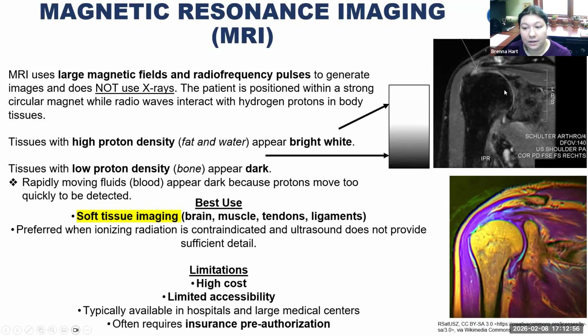In this case, this is a rotator cuff injury. You're looking at the various musculature and tendinous insertion points that could be torn. So this is really, really good for soft tissue imaging. It sometimes even gives a better detail than ultrasound. So we definitely like to use this for brain, muscle, tendons, ligaments, things like that. But it does take a little longer. And it's very high cost. So there's limited accessibility. Only very large medical centers and hospitals typically have them. And because it's so expensive too, you have to run through the hoops with medical insurance to get that pre-authorization, which is also why a lot of other imagings are done before this one.